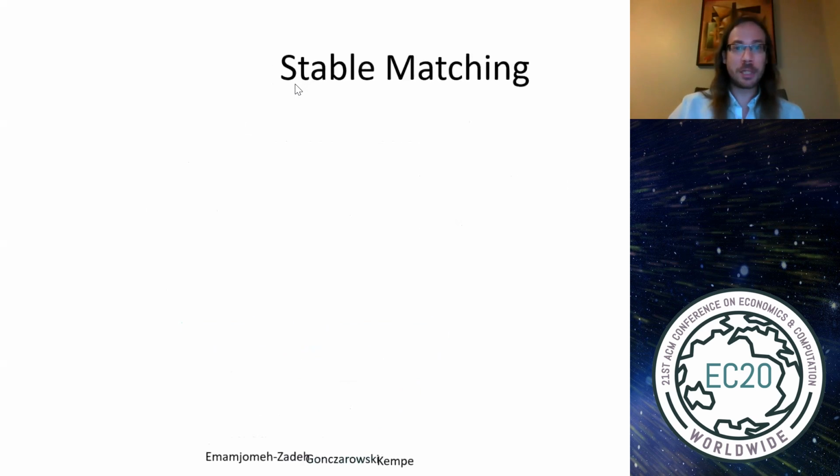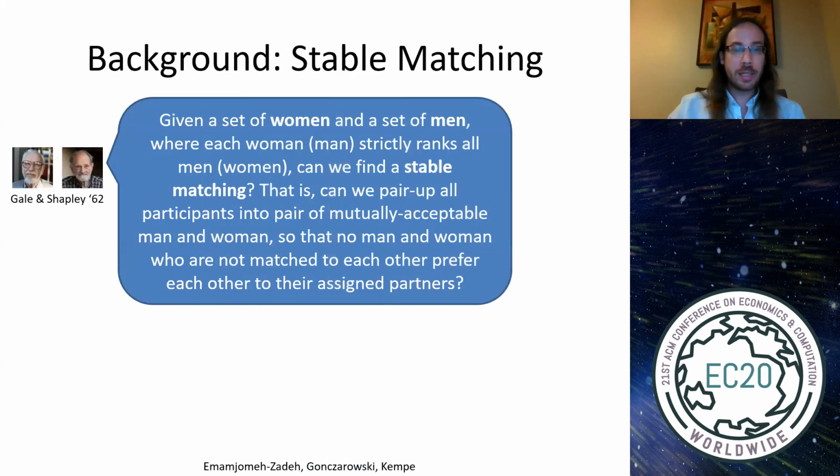Let's talk about stable matchings. In 1962, in their seminal paper, Gale and Shapley asked the following question: given a set of women and a set of men where each man strictly ranks all the women and each woman strictly ranks all the men, can we find a stable matching?